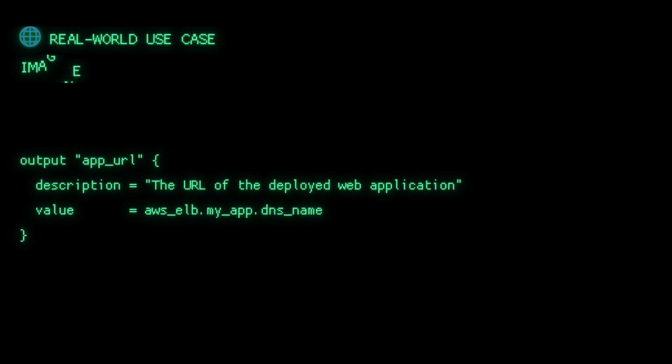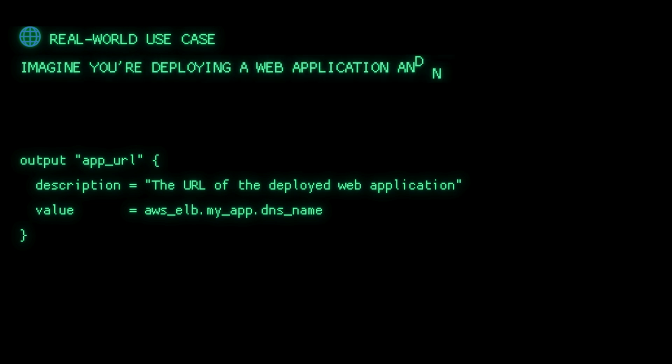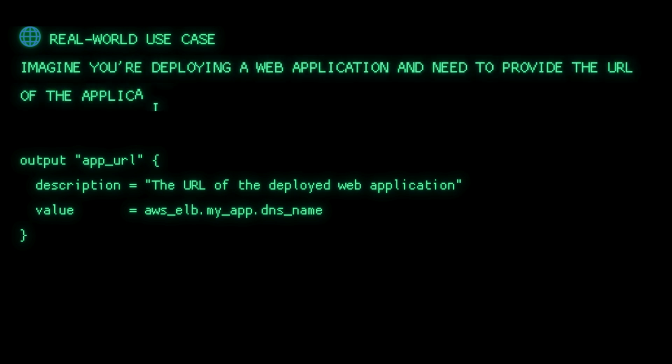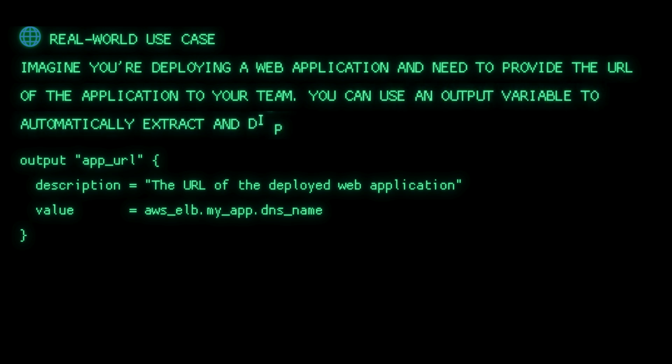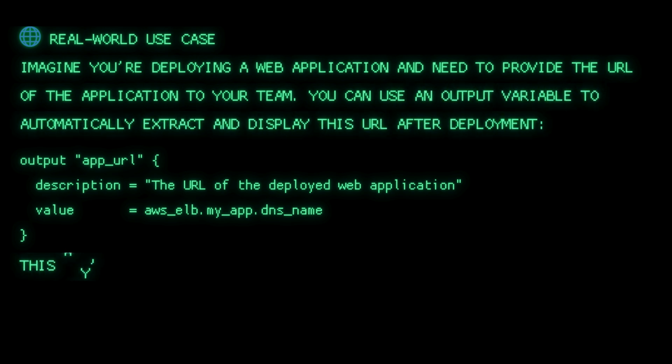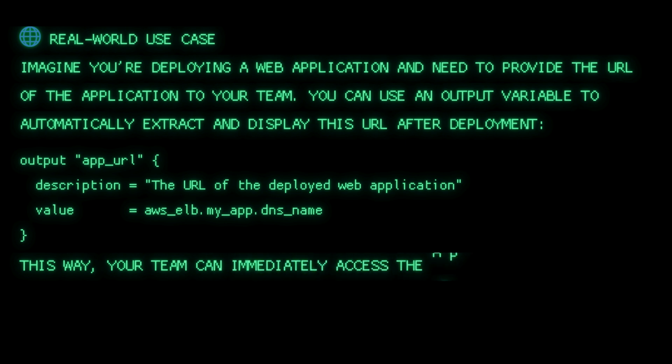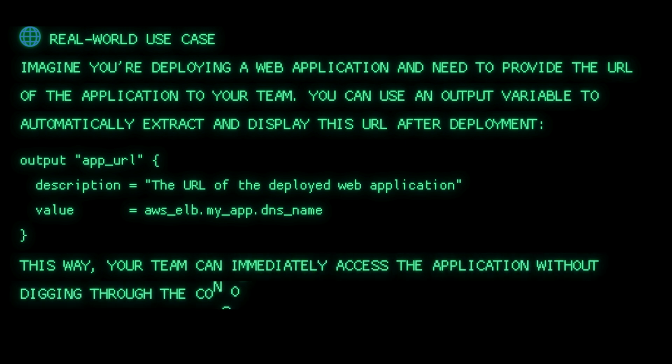Real-world use case. Imagine you're deploying a web application and need to provide the URL of the application to your team. You can use an output variable to automatically extract and display this URL after deployment. This way, your team can immediately access the application without digging through the console to find the URL.